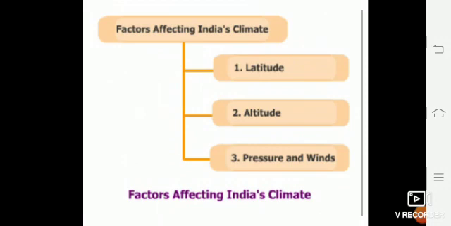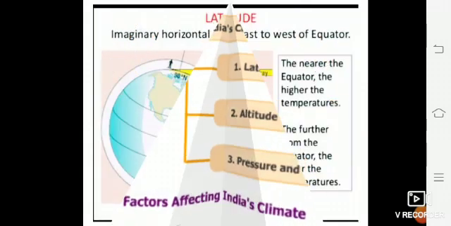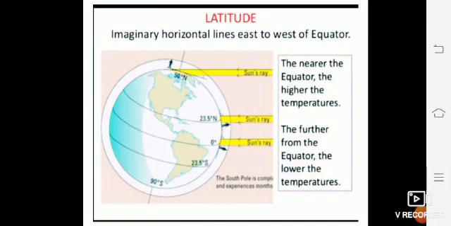Dear students, now we will discuss the specific factors that affect the climate of India. These factors are latitude, altitude, pressure and winds. First of all, we will discuss latitude. The major impact of latitude along with the sun's rays we have already discussed in the previous lecture.